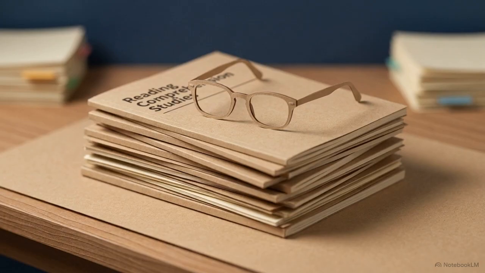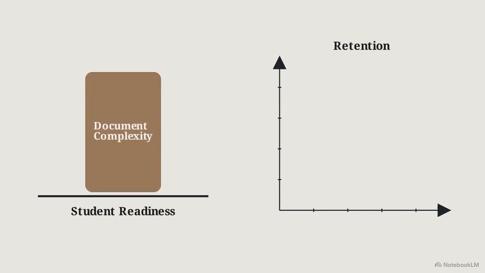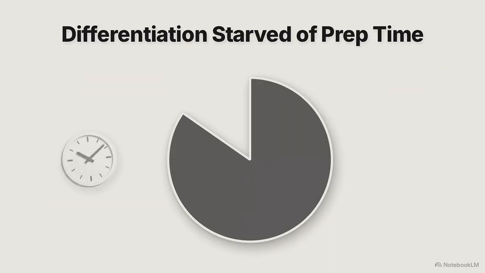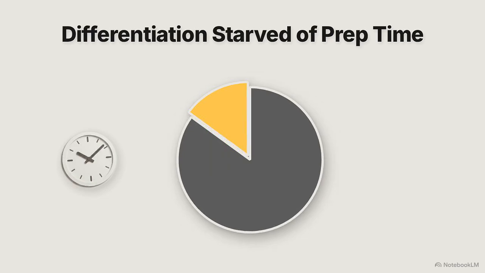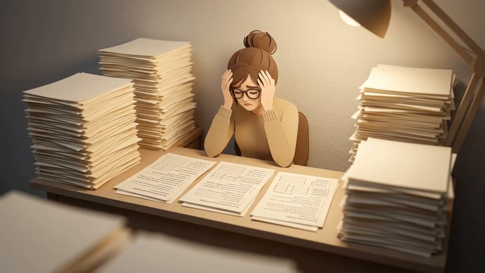The research behind this practice is clear. Students who receive materials written exactly at their current reading level show higher comprehension and better retention. Teachers know this. Yet data shows they spend less than 15% of their prep time actually creating differentiated versions of their lessons. The reason is simple. Creating 3 distinct versions of a single document takes too long.